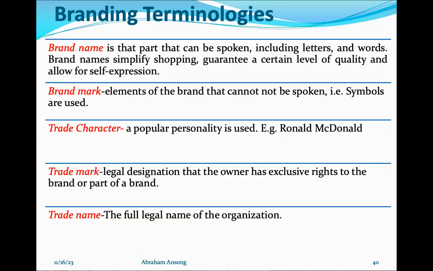Then we have brand mark, elements of the brand that cannot be spoken, i.e. symbols that are used could be part of the branding of a company. So we know about cars, an automobile company. Apart from the name, they normally will have a crest or some other symbol that will differentiate, that will represent the name that they have. So that symbol that they have, Toyota have it, all the other car companies have that, all right? That becomes the brand mark, the symbol.